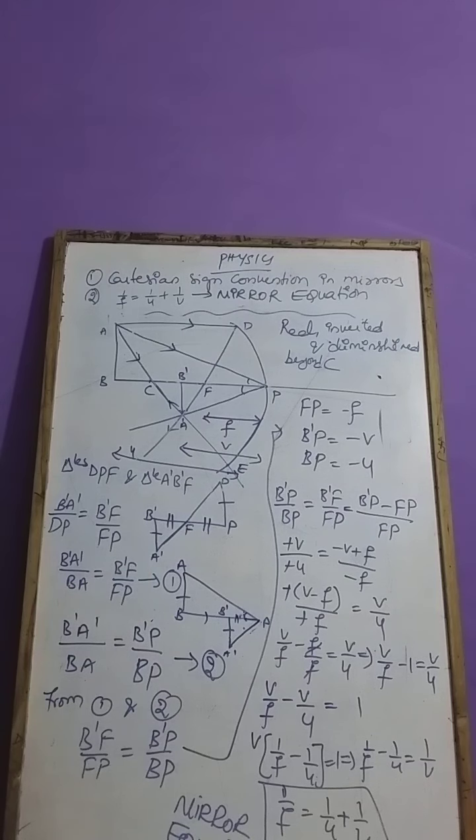Next, we are comparing another two triangles. What are those? Here I forgot to write. A dash B dash P.